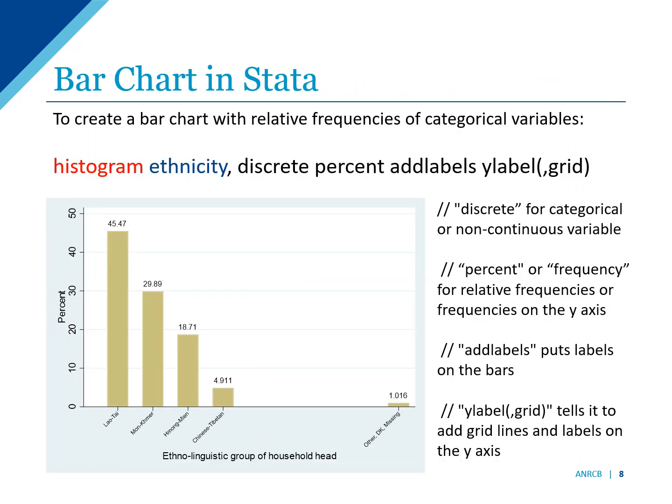To create a bar chart in Stata with relative frequencies of categorical variables, the easiest way is to use the histogram command. Type histogram and the variable you'd like to chart. Discrete tells Stata it's categorical, or not a continuous variable at least. Percent tells Stata you want the relative frequencies or percentages on the y-axis, and you can type frequencies for the counts. Add labels puts labels on the bars, and ylabel grid adds grid lines and labels on the y-axis. There are other ways to manipulate the colors, width of the bars, and more, which can be found in the Help menu or the Graph Editing tool.